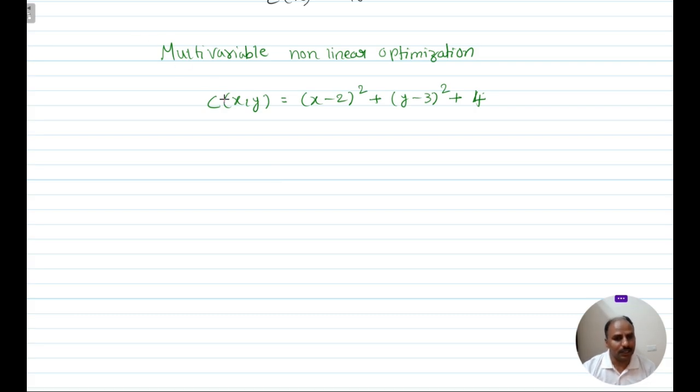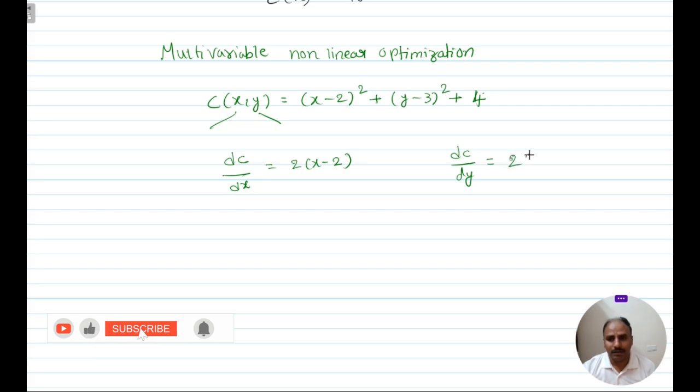This is the objective function they have given, and these are the decision variables x and y. Two variables they have given. That's why we can call it multivariable. Here the same procedure you have to follow. First we differentiate dc by dx with respect to x, and you will get 2 into (x minus 2). And differentiating with the other variable, dc by dy, you will get 2 into (y minus 3).